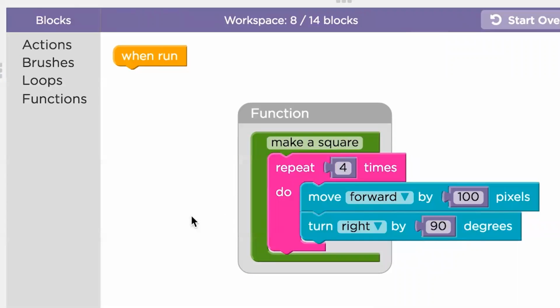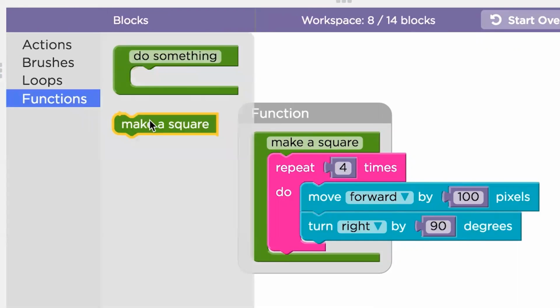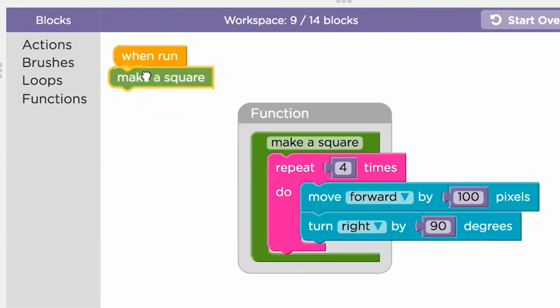With our function created, you can see that a new make a square block appears under the functions label in the toolbox, so that we can actually use or call our create function from our program. This is an important step that's easy to forget. Okay, time to continue on and get creative with your own functions.